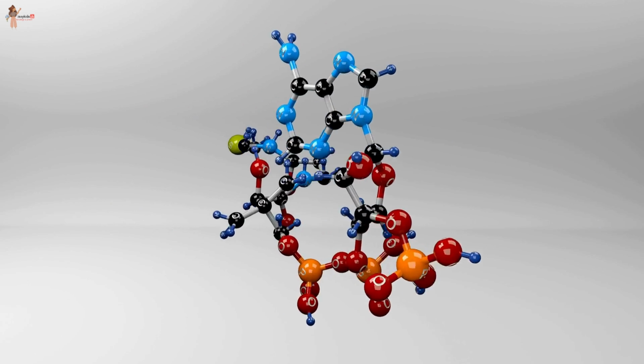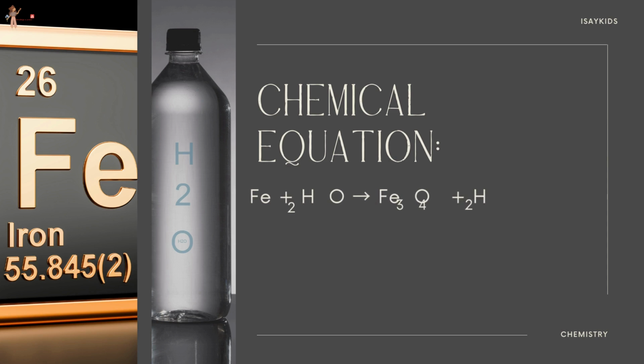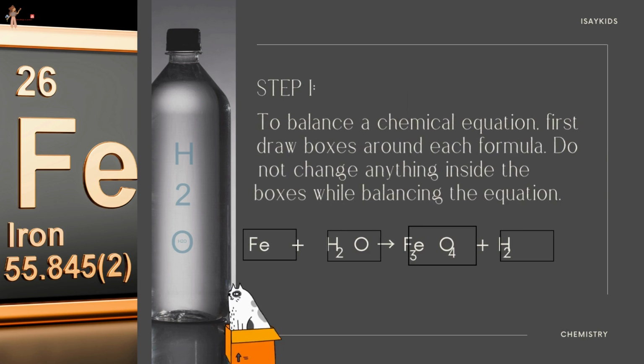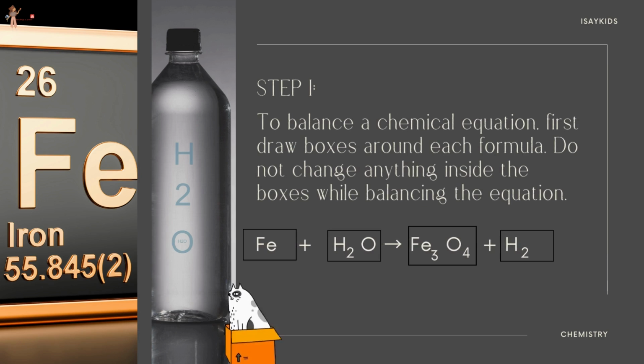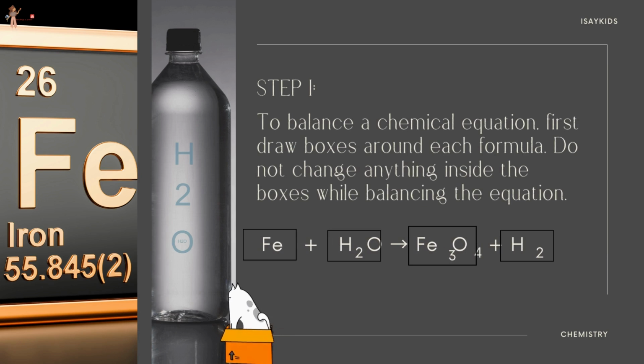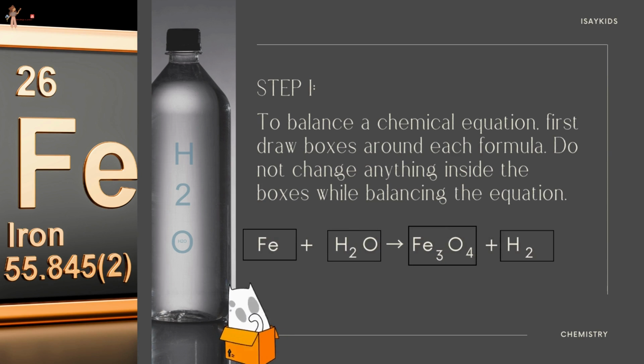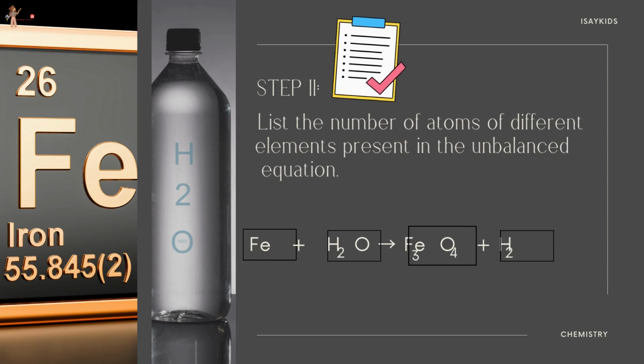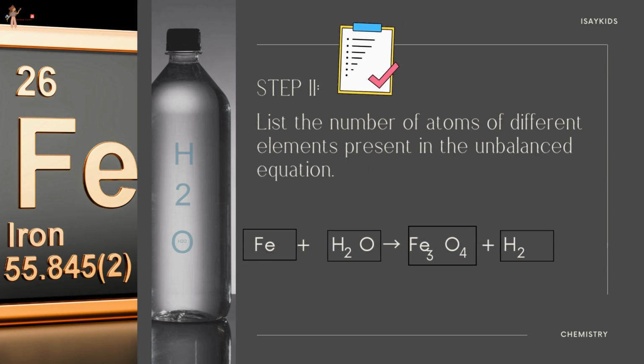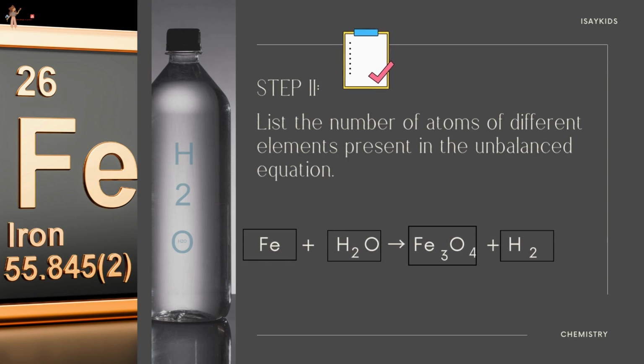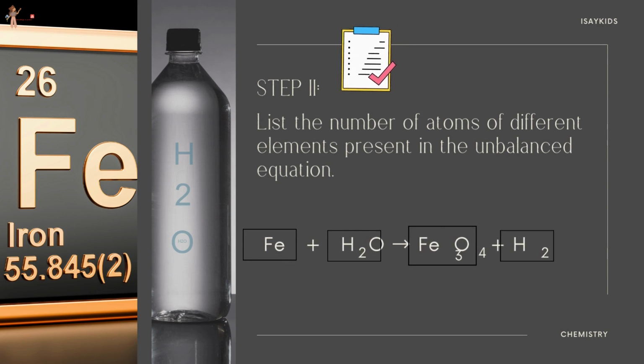Let us try to balance a chemical equation. Fe + H2O gives Fe3O4 + H2. Step 1. To balance a chemical equation, first draw boxes around each formula. Do not change anything inside the boxes while balancing the equation. Step 2. List the number of atoms of different elements present in the unbalanced equation.